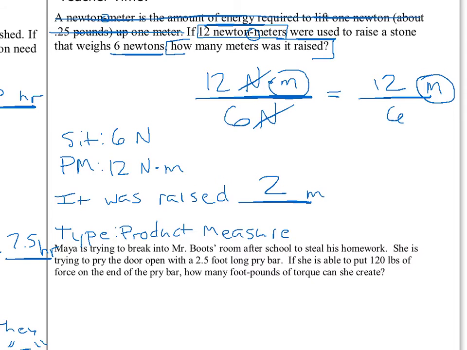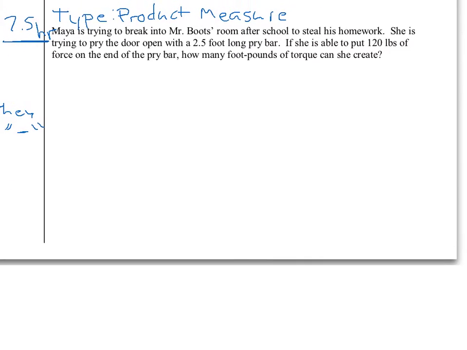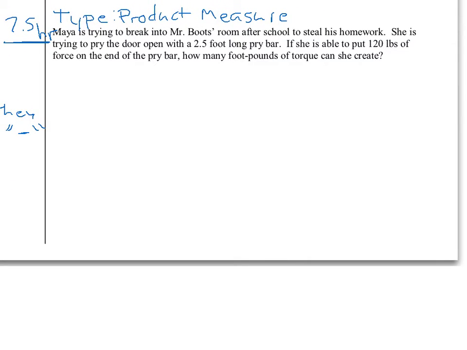Now this next problem is going to be slightly different. As I read through this, it says Maya is trying to break into Mr. Boots' room after school to steal his homework. She is trying to pry the door open with a 2.5 foot long pry bar. If she was able to put 120 pounds of force on the end of the pry bar, how many foot-pounds of torque can she create?